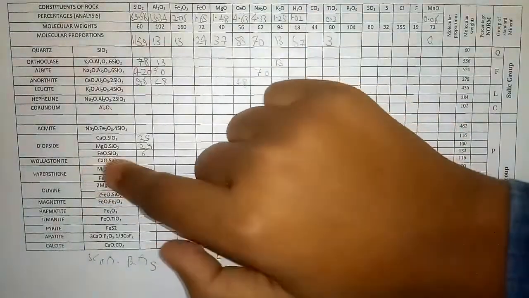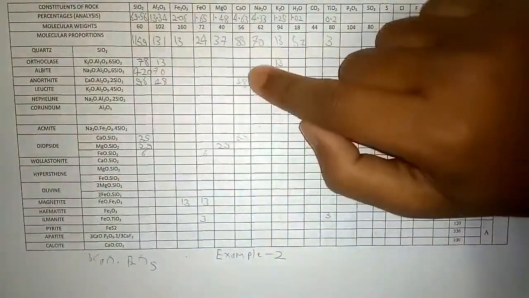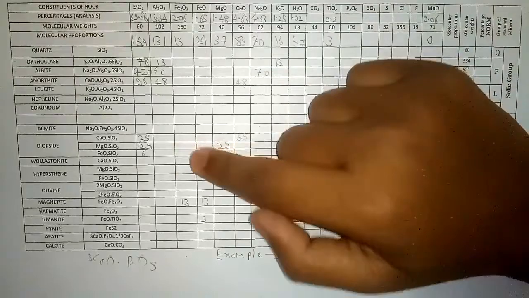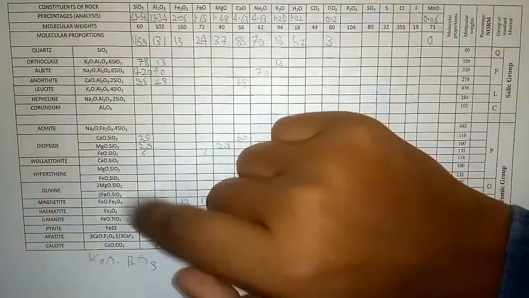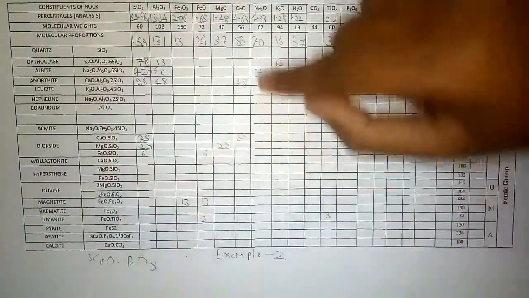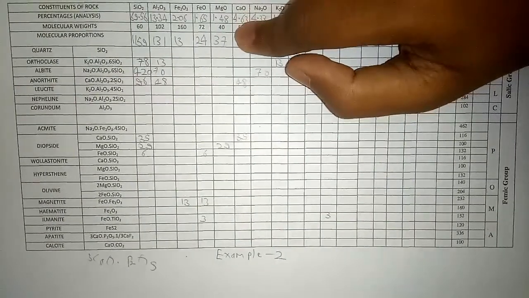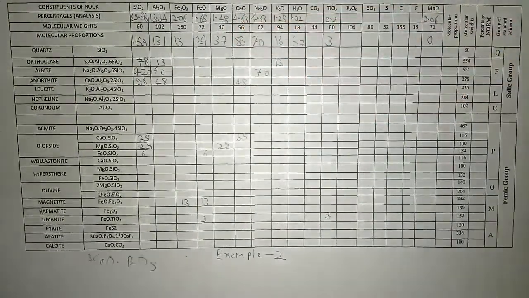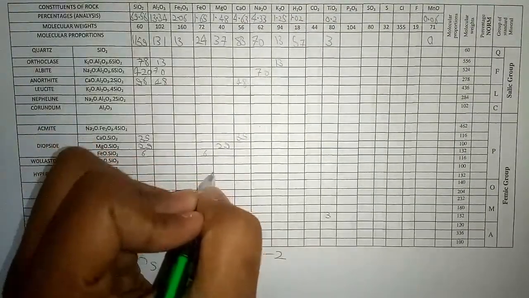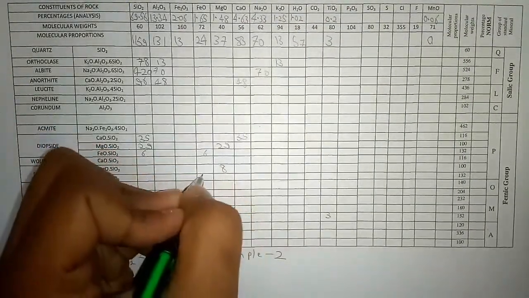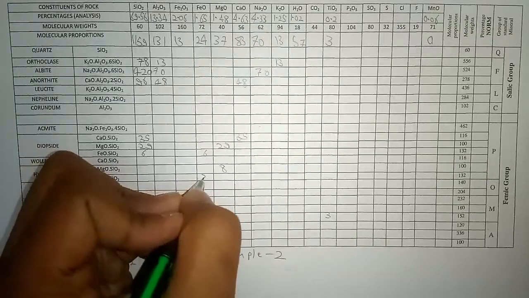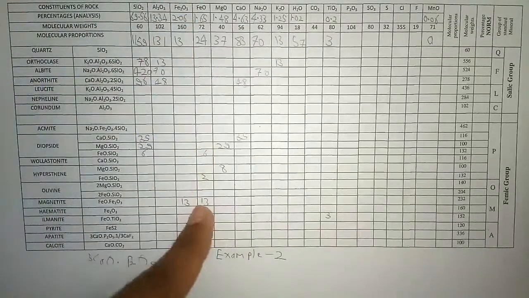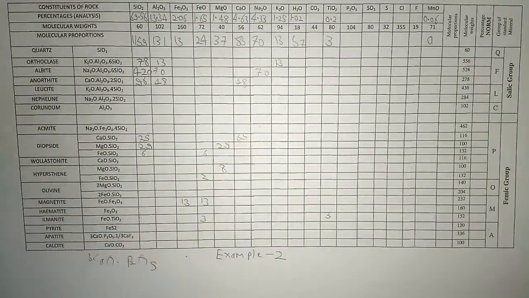Can we make wollastonite now? It requires CaO, but we have already used all CaO, 48 plus 35 in diopside, so we cannot make wollastonite. So now going to hypersthene. Calculate how much MgO is left: 37 minus 29, that is equal to 8 MgO. And for FeO it is 24 minus 6 minus 13 minus 3, so it is remaining 2.